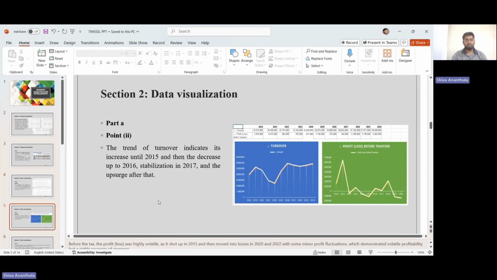And moving on to the next slide, point number 2. The trend of turnover indicates it increased until 2015 and then decreased up to 2016, stabilization in 2017 and an upsurge after that. Before the tax, the profit and loss was highly volatile as it shot up in 2015 and then moved into losses in 2020 and 2022, with some minor profit fluctuations, which demonstrated volatile profitability but a stable recovery of revenues.